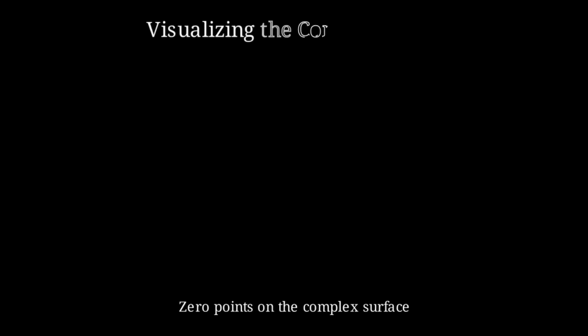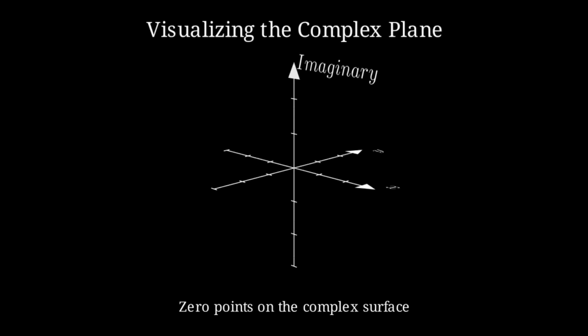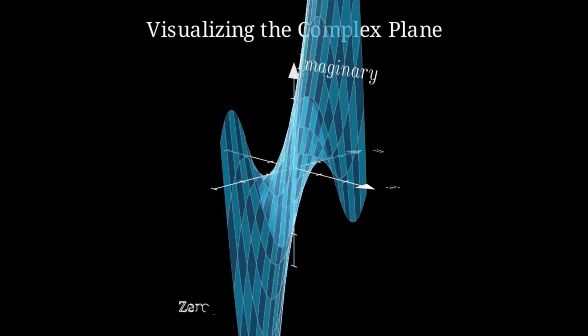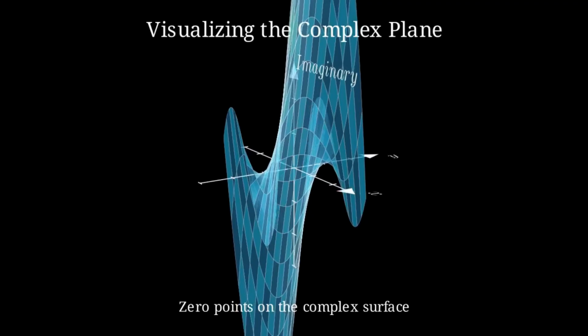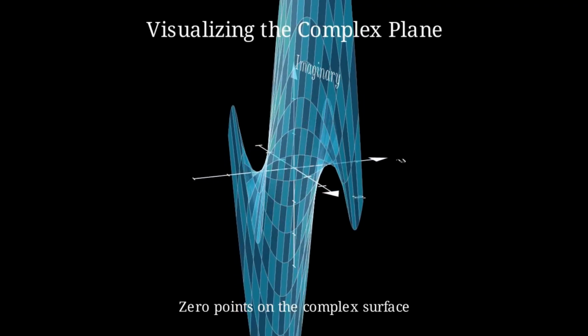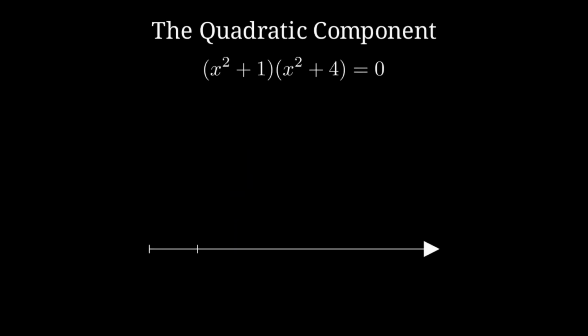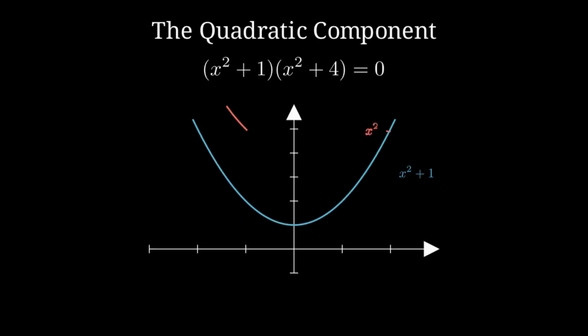To truly see these roots, imagine the x-axis is just one line on a flat complex floor. The polynomial is a surface above this floor. The complex roots are the specific points on that floor where the surface height is 0. By breaking a higher degree polynomial into quadratic factors, we can see why it doesn't touch the x-axis. Each factor represents a pair of complex roots that we can extract using the quadratic formula.